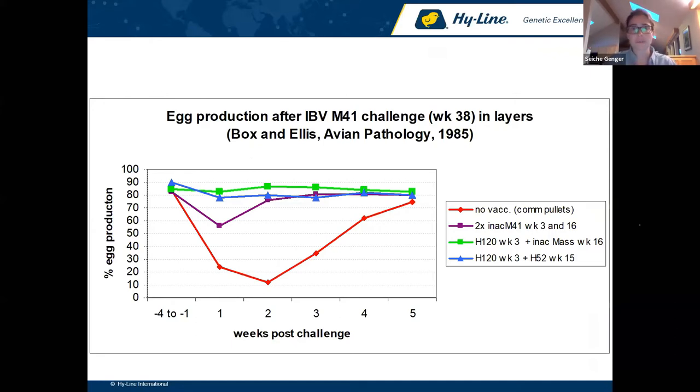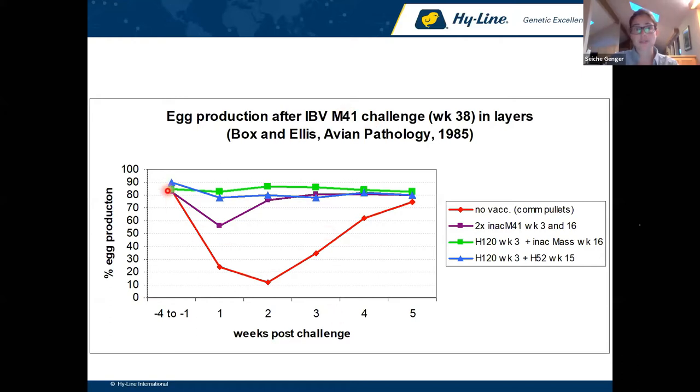That egg-related sign you're going to see most likely first is going to be a big drop in egg production. So this is an old research project out of 1985, so I'm not as worried about the vaccination pieces of it. What is, I think, the most important part to note is this red line here are birds that were not vaccinated against a bronchitis virus and then were challenged with a MAS 41 strain.